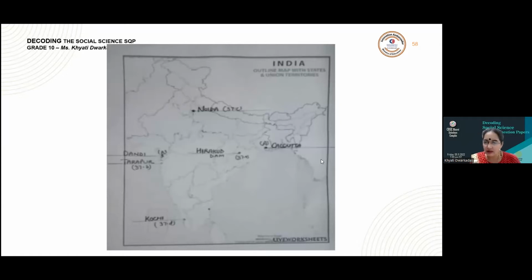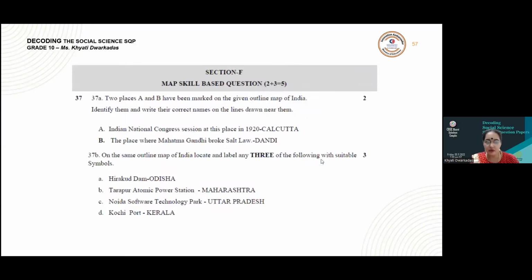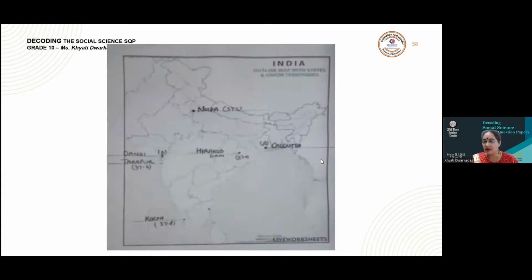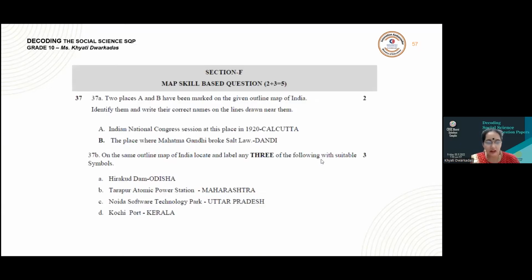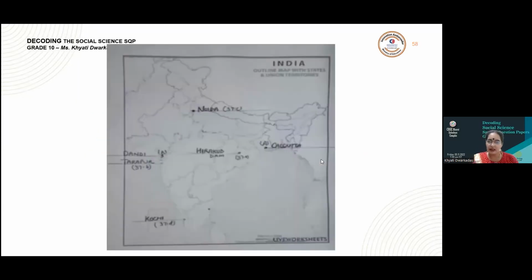Okay, locate and label is where the student has to mark a place, and identify is when it is a pre-marked location in the map. There's a dot given with a clue. So if you go here, identify the place. A is marked Indian National Congress session at this place in 1920. So A was marked there. The student had to write over there in the line, Calcutta. And the second clue was the place where Mahatma Gandhi broke the salt law, Salt Law. So there we know it was Dandi and it was marked. So the student had to do this.